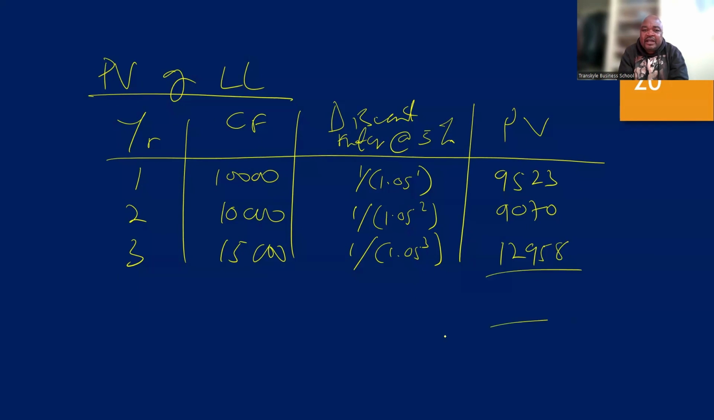So we add up and we get the PV, which is our lease liability. The lease liability is the total, ladies and gentlemen. Now, do not mind the accuracy of the figures because the calculator I'm using might have an error. But just get the logic. 9,523 plus 9,070 plus 12,958. That's 31,551.